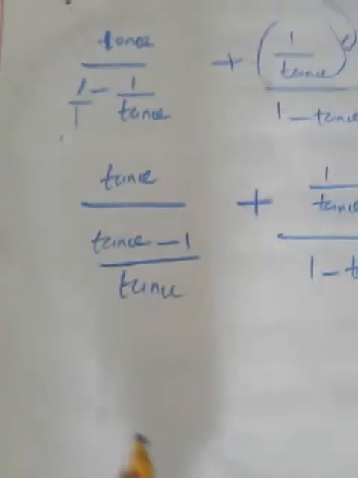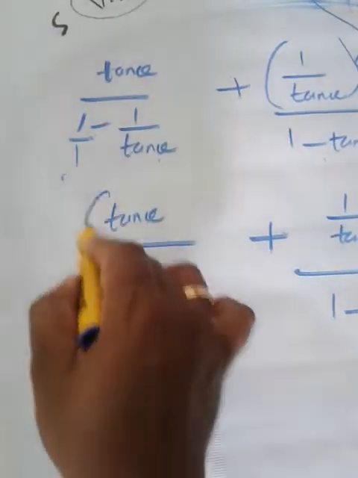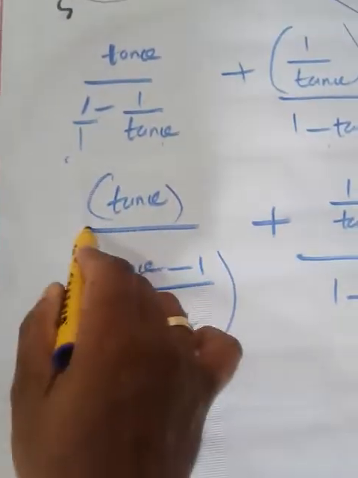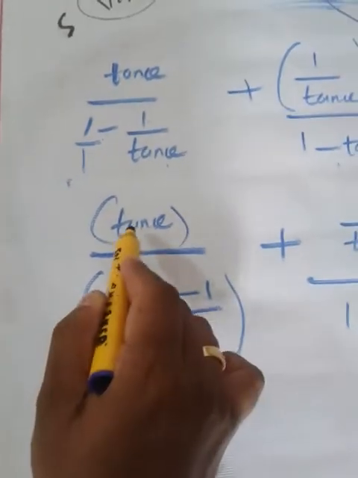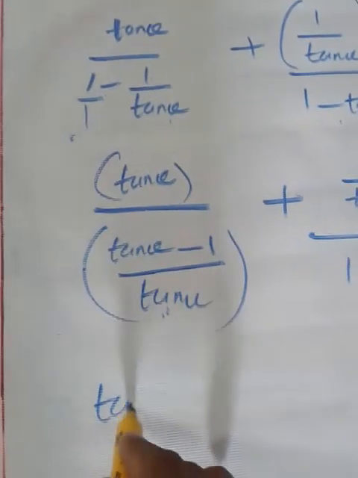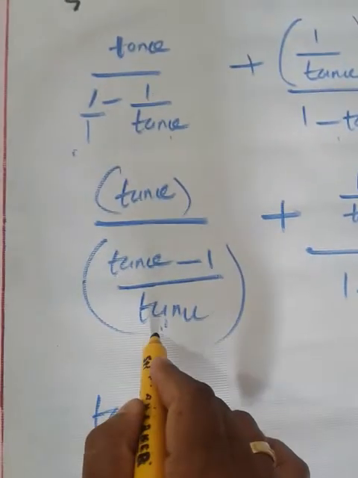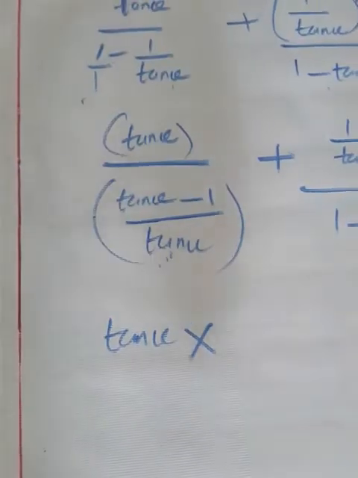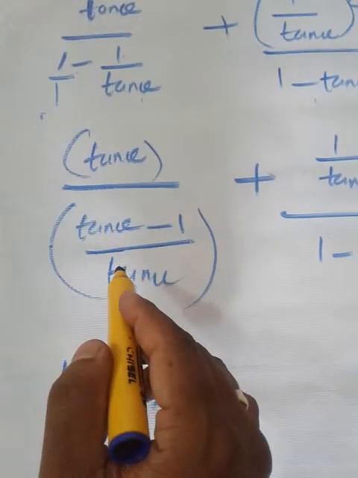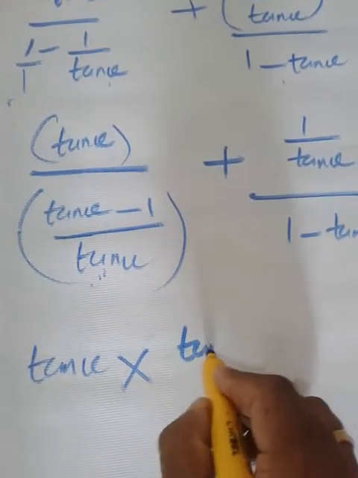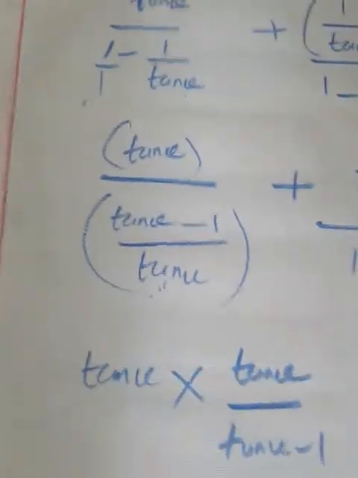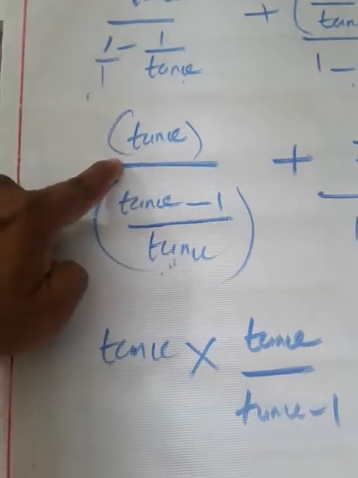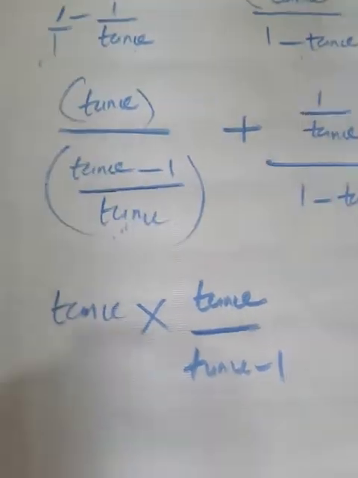Now this is a number and this is another number. When you divide in this way, you have to take the reciprocal of the denominator and multiply. That means numerator tan theta as it is, into the reciprocal of the denominator. That is a rule for dividing, isn't it? So when you take the reciprocal, it becomes tan theta by tan theta minus 1. Division becomes multiplication by the reciprocal.